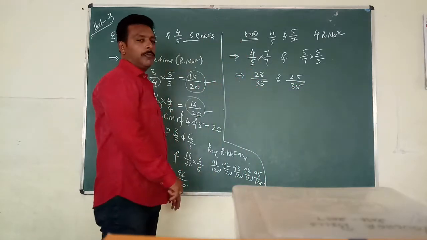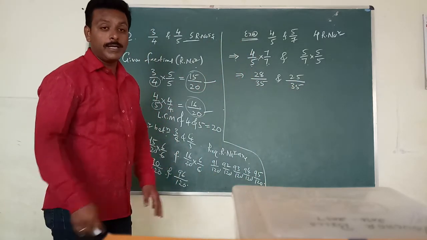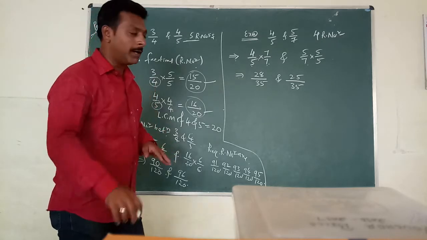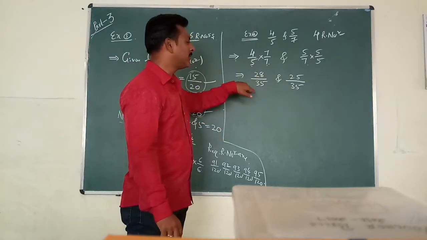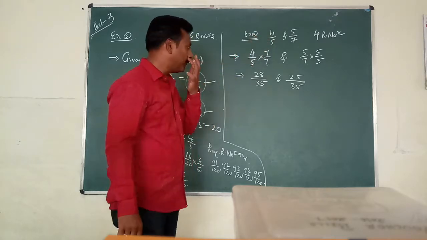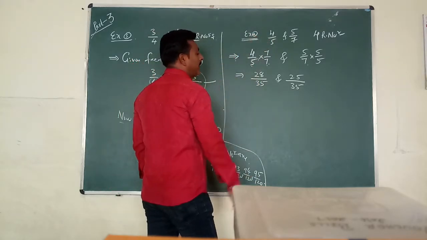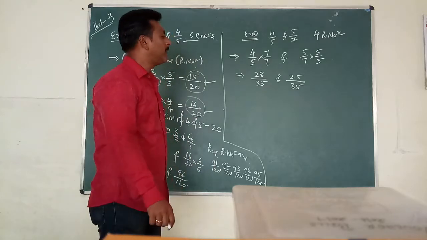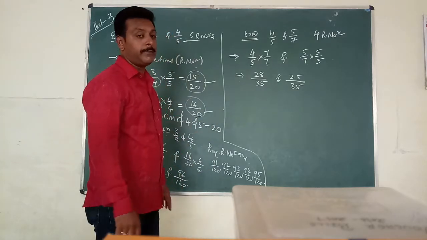Now look at that. Both numbers are having the same denominator. Don't be over smart. If you cancel 7 fours and 7 fives, you will get back the first step only. Don't try to simplify it. So now 28 by 35 and 25 by 35, both are having the same denominator.